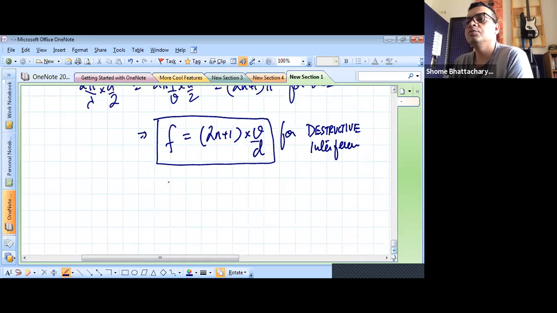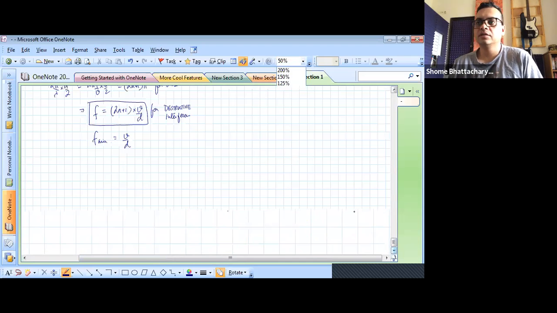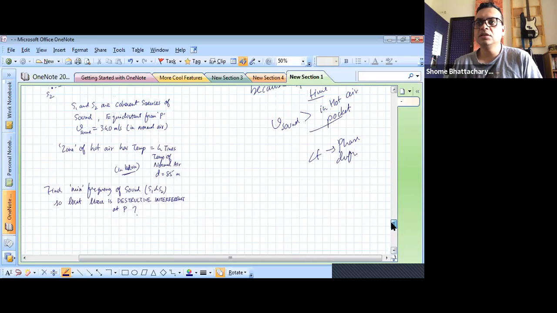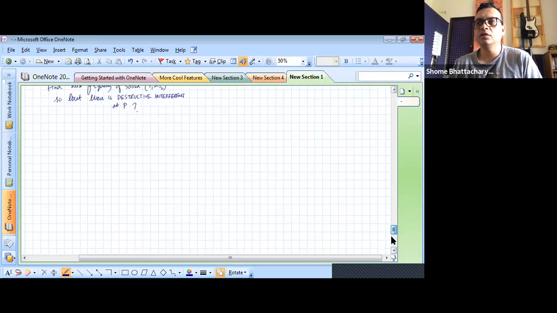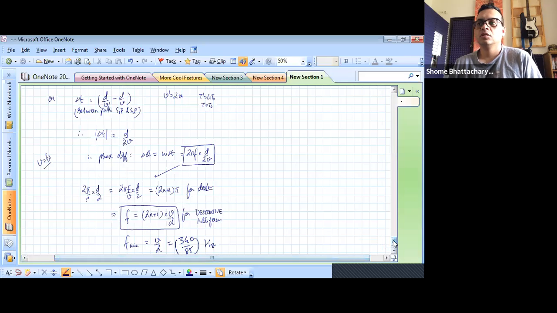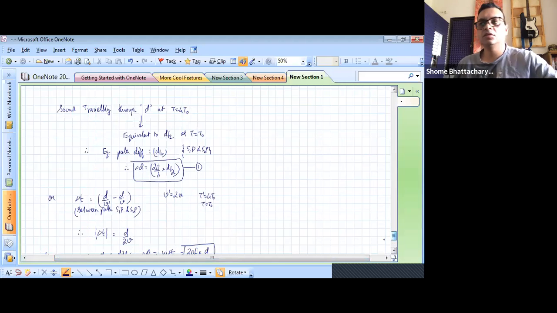So minimum frequency should be equal to v by d. So now just relate it with the data in the question. In the question, d was 85 meters and speed was 340. Okay, so hope this is clear.